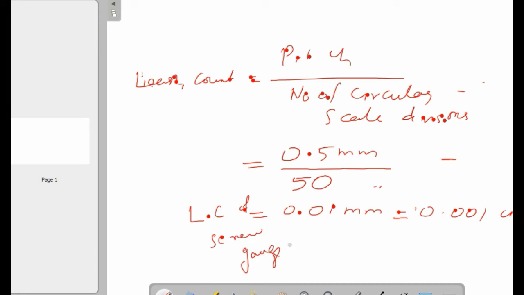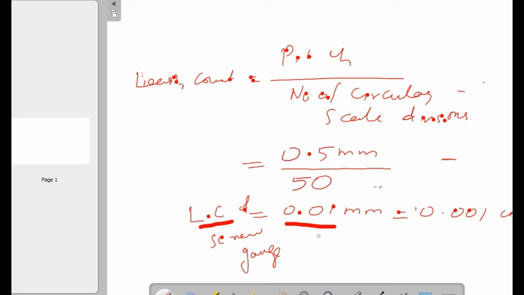Now I hope this is clear. Pitch is 0.5 mm, which we already obtained, and the number of circular scale divisions is 50. What this means is, in order to make a movement of 0.5 mm, we have to move it by 50 divisions, that is, we have to make nearly one rotation. So the least count of screw gauge is the minimum amount of measurement that can be taken using the screw gauge.